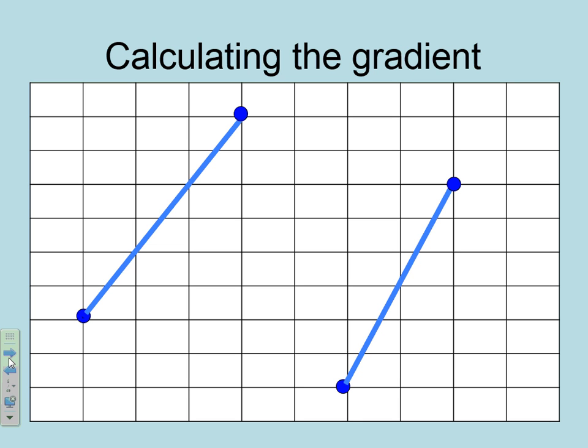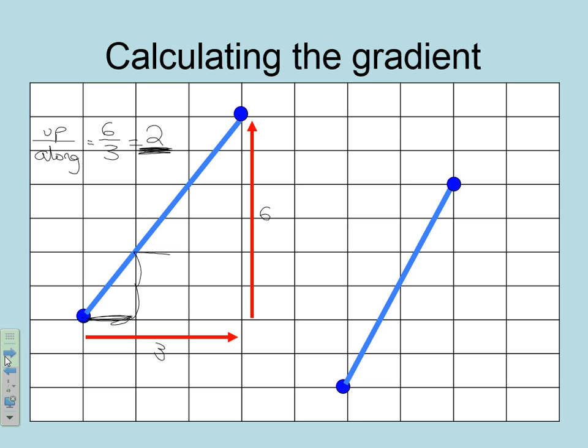And this first line here, we just try and figure out how quickly it's going up, because it's going along 3. So it's taking 3 steps along the bottom here, and it's going up 6. And the gradient calculation is how far up divided by how far along. So we've got 6 divided by 3. The gradient here is 2. The meaning of that is that for every 1 along here we're going 2 up. We're going 1 along and 2 up.